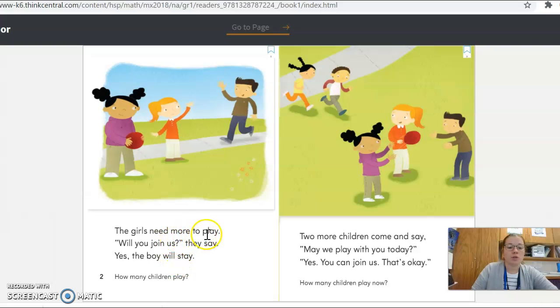The girls need more to play. Will you join us, they say? Yes, the boy will stay. How many children play? Let's count them. 1, 2, 3. 2 more children come and say, may we play with you today? Yes, you can join us. That's okay. How many children play now? 1, 2, 3, 4, 5.